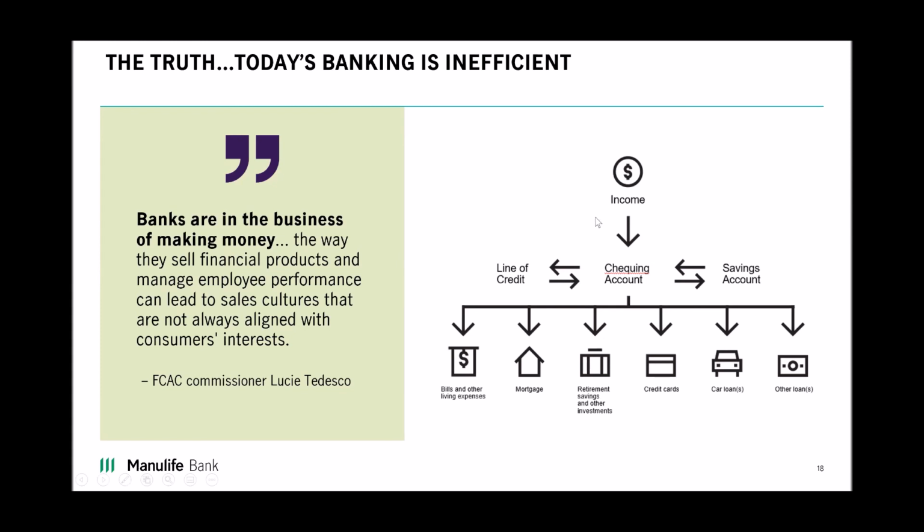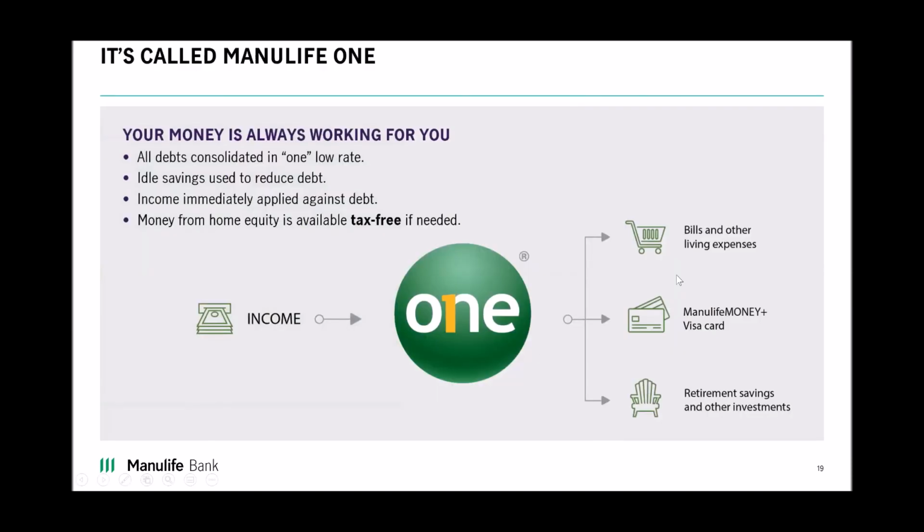It's really your income. Your income is your greatest financial asset. And what are you doing with it right now? It goes in that bank account and it earns nothing. And that's what we want to change. We want to move it so that your income is always working for you. We want your income to go into an account like Manulife One, where every single dollar immediately offsets the principal on your debt.